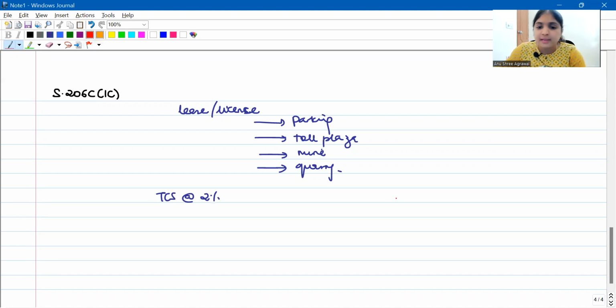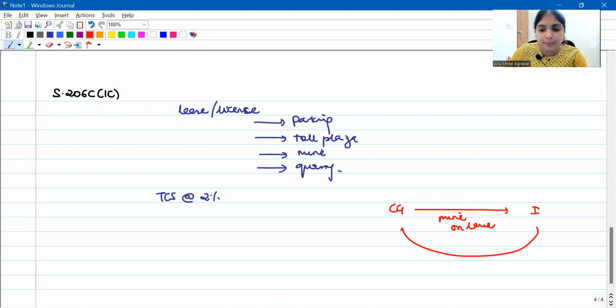Like for example, let us say the central government is giving me a mine on lease. Okay, so now I will have to pay lease rent for this mine to the central government, guys. Along with the lease rent, I will also pay to the central government TCS at the rate of 2%.